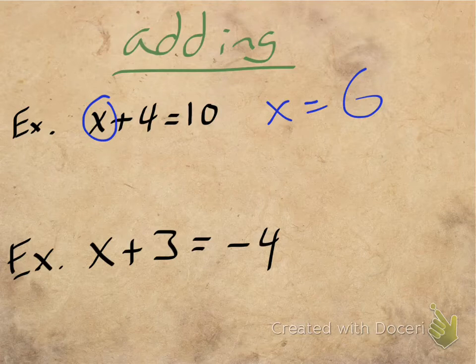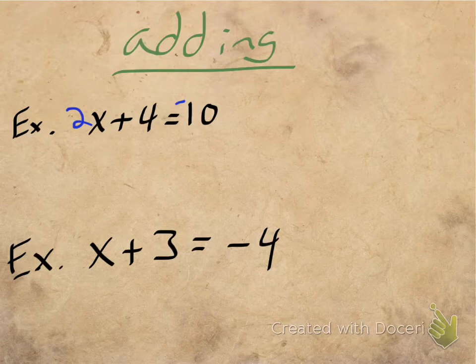Because let's say we didn't have x plus 4. Let's say we had 2x plus 4 equals negative 10. Then it would be a little bit harder to figure out. So you have to know the process in order to figure that one out. That's called a two-step equation because it has two different operations, multiplying and adding. We're only doing one step right now though. So x plus 4 equals 10.